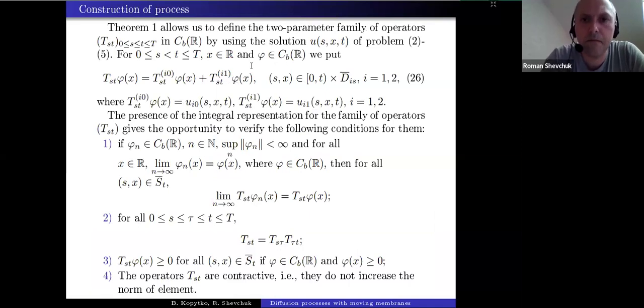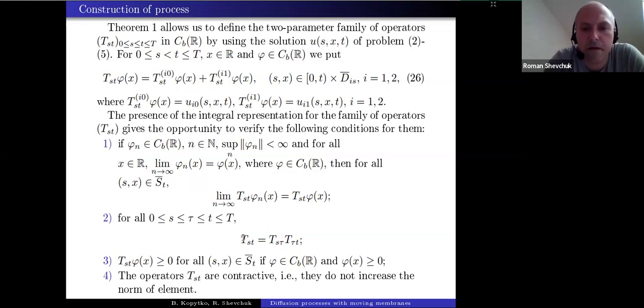Theorem 1 allows us to define the two-parameter family of operators T_{s,t} by using the solution of problem 2.5. In fact, we can consider the obtained solution as the two-parameter family of operators, and it is the desired operator family. We prove that for these operators some properties hold, properties 1 to 4.